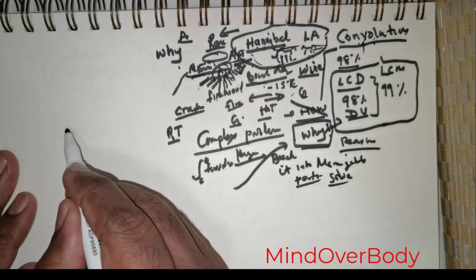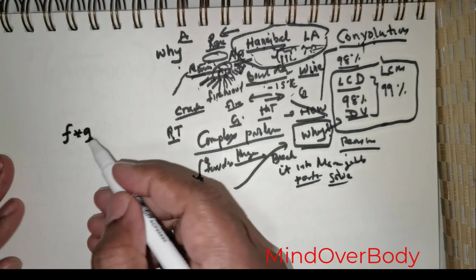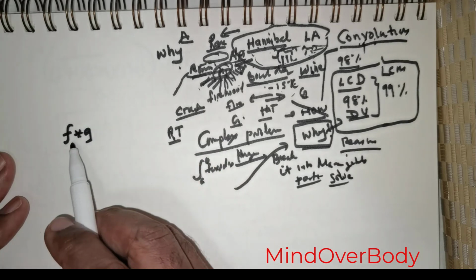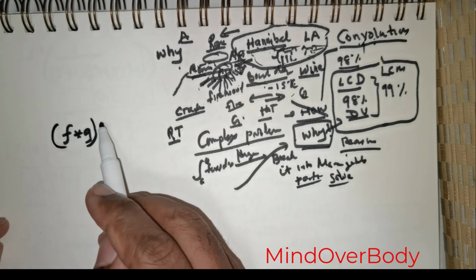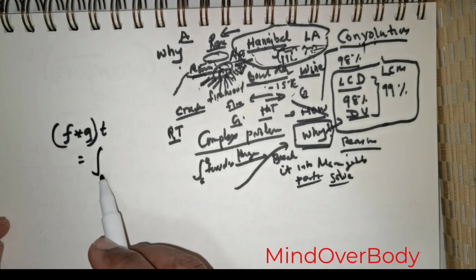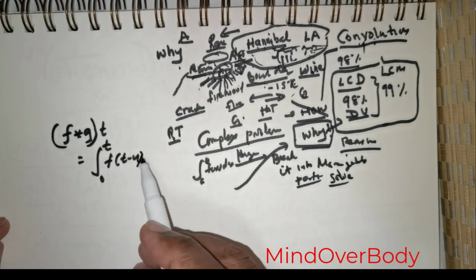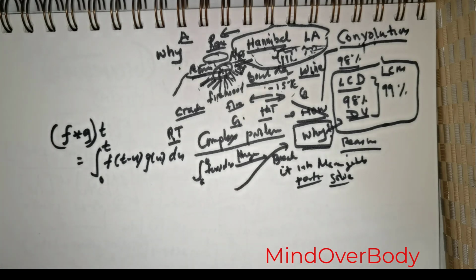But when you say convolution, if you have two functions, say f star g, it can be two functions or many functions. No matter if you have 10 functions, you can still break them down in terms of twos. So I'm going to say f star g of t. I can rewrite this as the integral from 0 to t of f of t minus u times g of u du. This is the way I can write it.